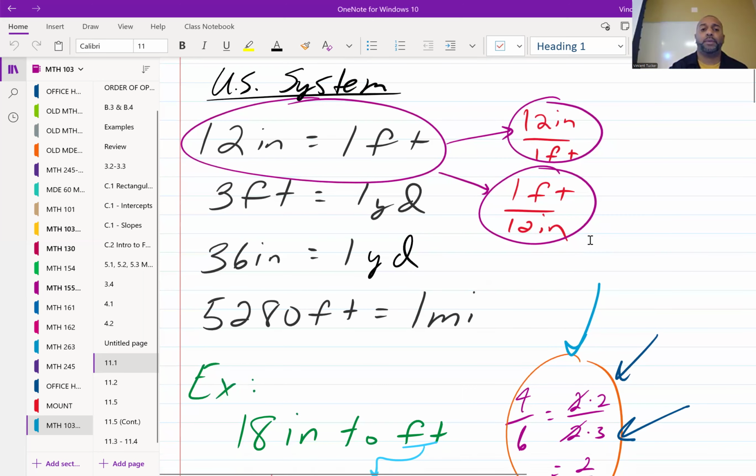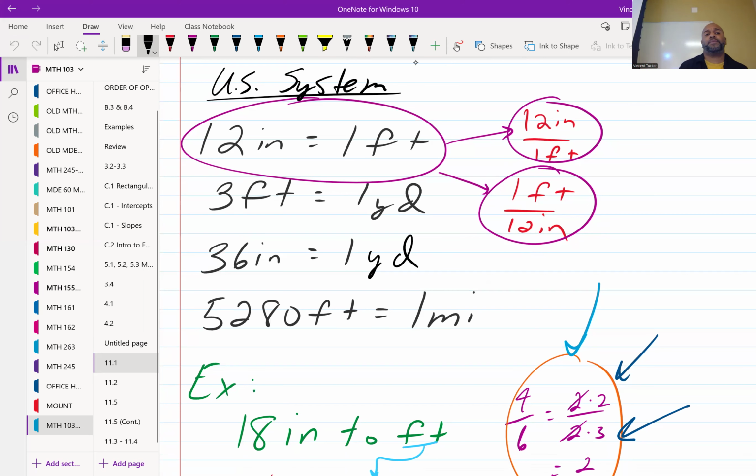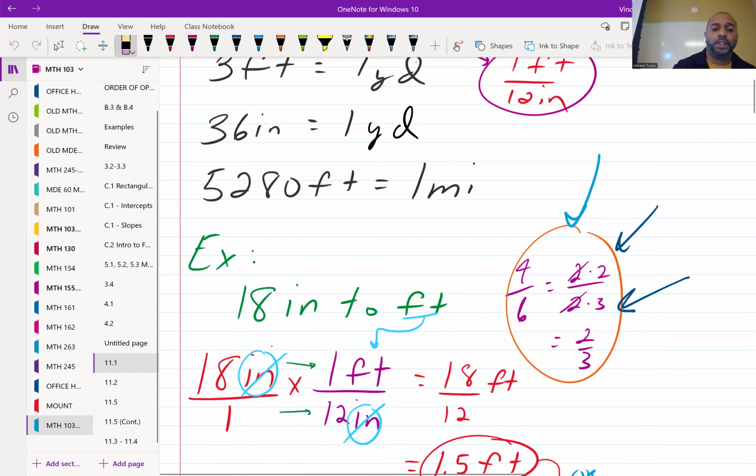All right, so let's see how we're going to use these. So if I have 18 inches and I want to convert that to feet, the first thing we'll do is look for the conversion factor that involves inches and feet. So that's that first one, 12 inches is equal to 1 foot. And I'm going to erase some of this stuff down here so you can see how we're going to start off.